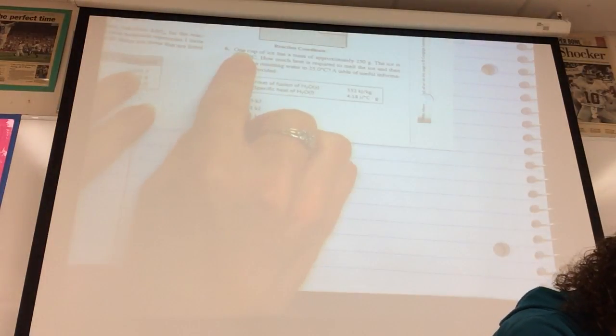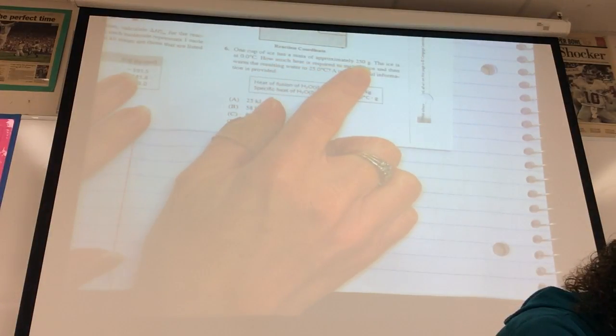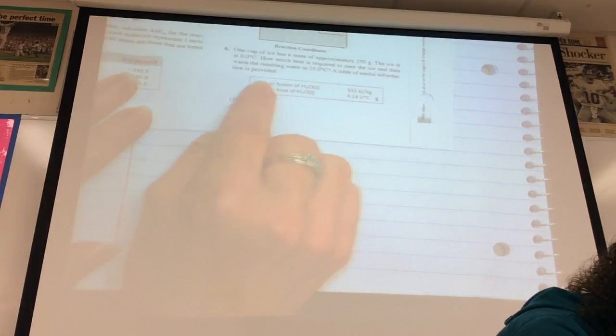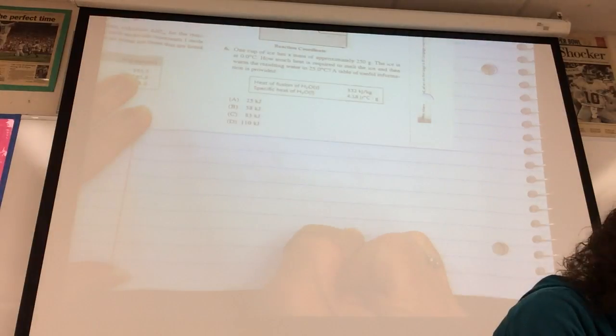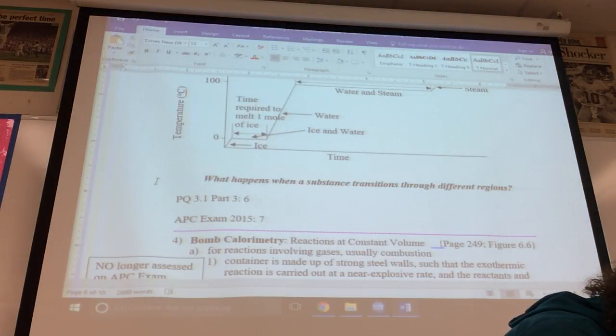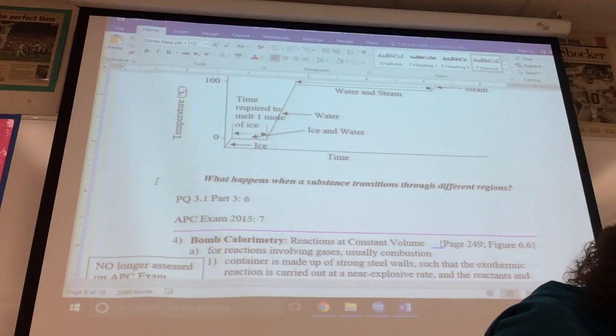Here we go. 1 cup of ice has a mass of approximately 250 grams. The ice is at 0. How much heat is required to melt the ice and then warm it to 25 degrees Celsius? A table of useful information is provided. You want to try it yourself first? All right, I'm going to try it too. In pencil. Watch your units in this one. They kind of give it to you really meanly. And I really feel like this is a calculator problem. The numbers would have to be nicer. It'll be easier for you.